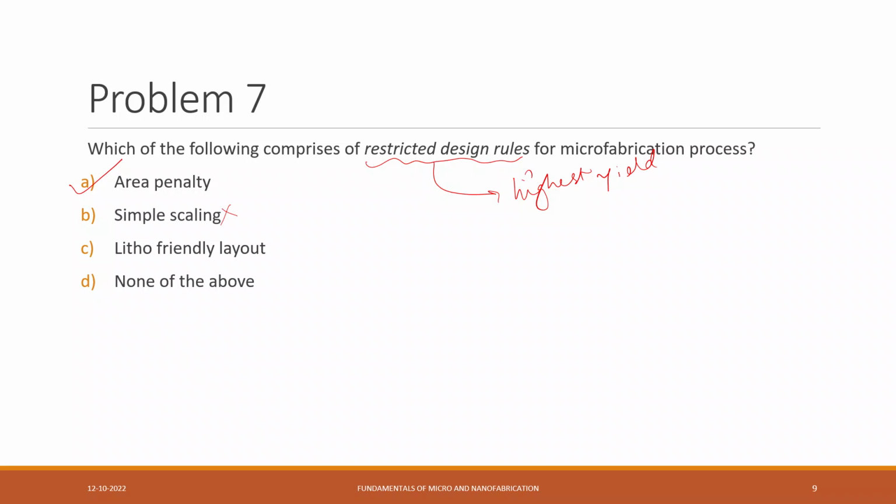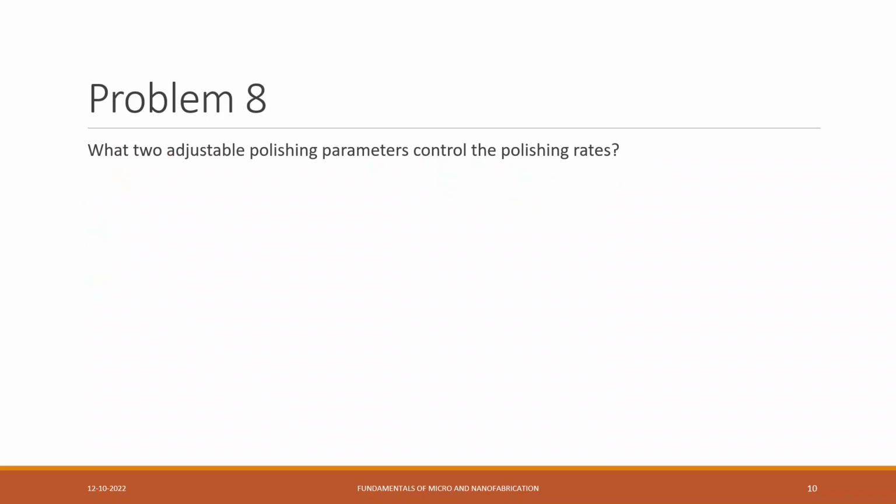And the C option, that is litho friendly layout. You can design anything, but something that is friendly to the lithographic system you have, something that is manufacturable, is also paramount. Otherwise the design can't reach the realization stage. So litho friendly layout is also a correct option. So these two will be the correct ones. It is a multiple choice question here. So, problem 8.